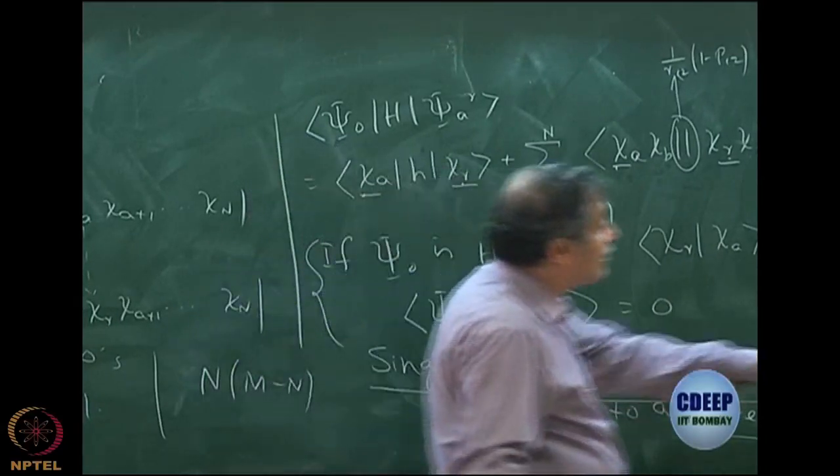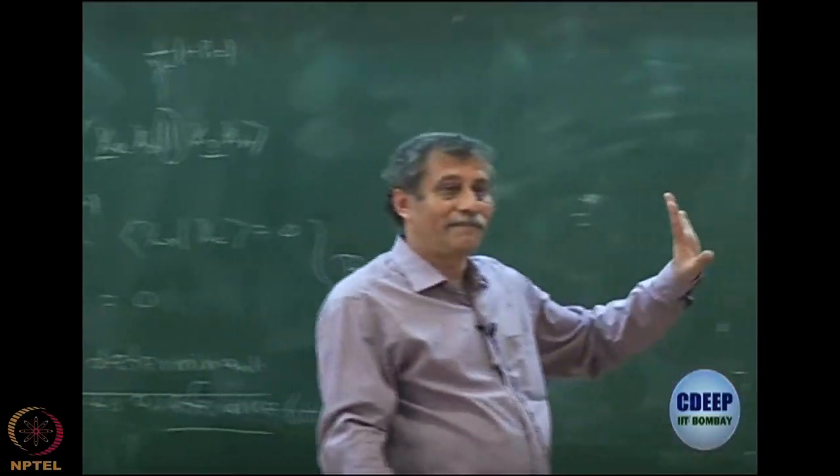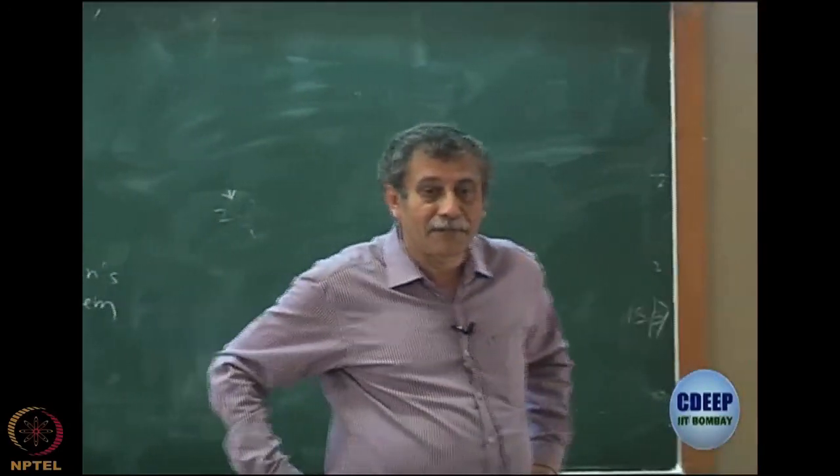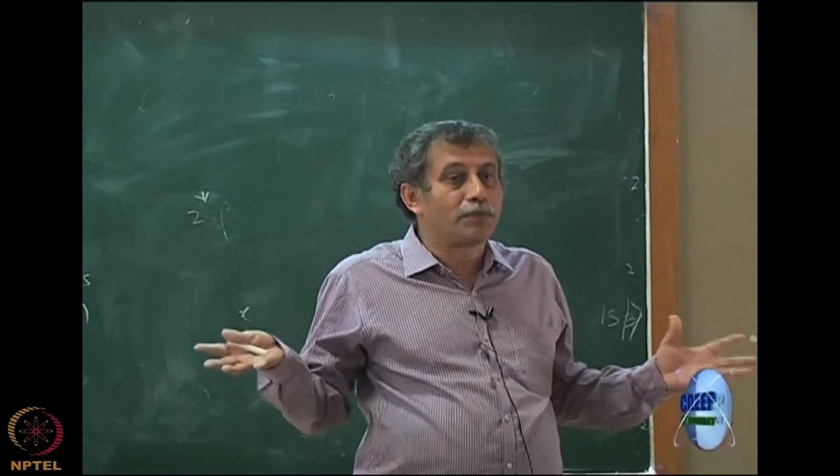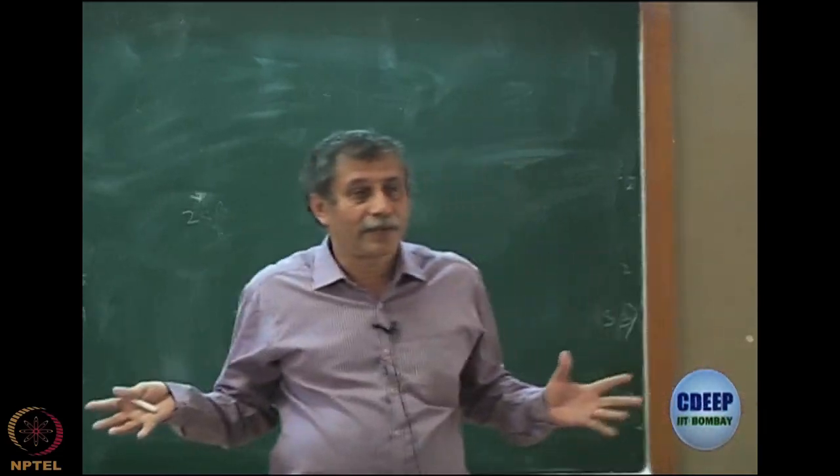But this particular thing that happened was because of spin. That has nothing to do with Brillouin's theorem per se. Because we are trying to mix singlet and triplet, it should become 0. Okay, so that is fine.